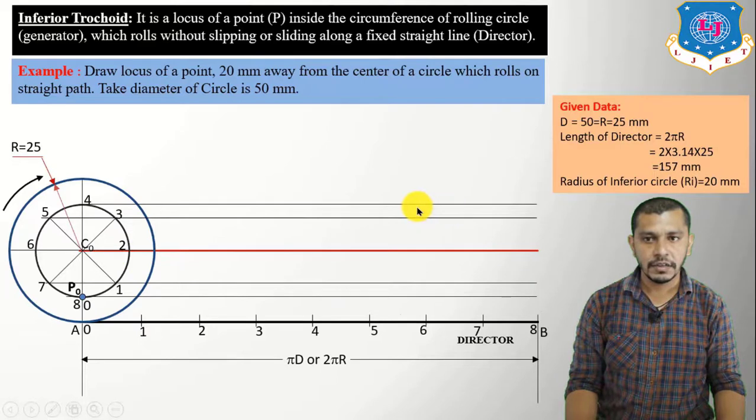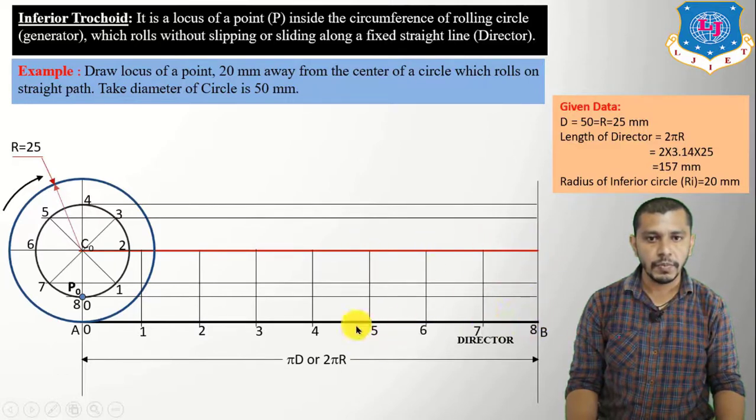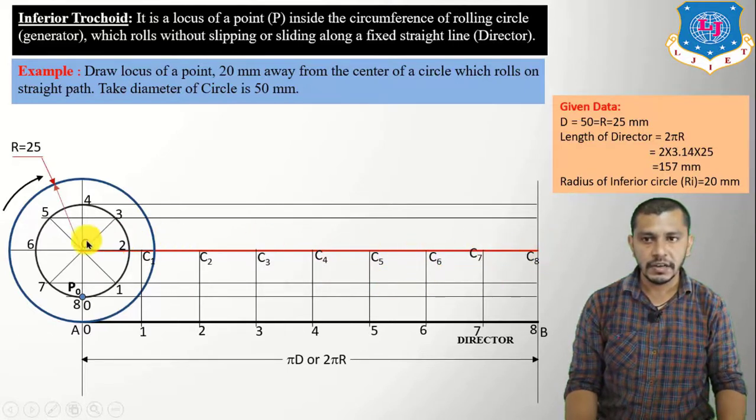After drawing these lines, now from these points 1, 2, 3, 4, 5, 6, 7, 8 on the director, draw lines perpendicular to the line of the director and get the intersection at the center line. Draw the lines 3, 4, 5, 6, 7, 8, which should be perpendicular to the line of the director, and mark the intersection points. This will be C0, C1, C2, C3, C4, C5, C6, C7, C8, which are the centers of the rolling circle.